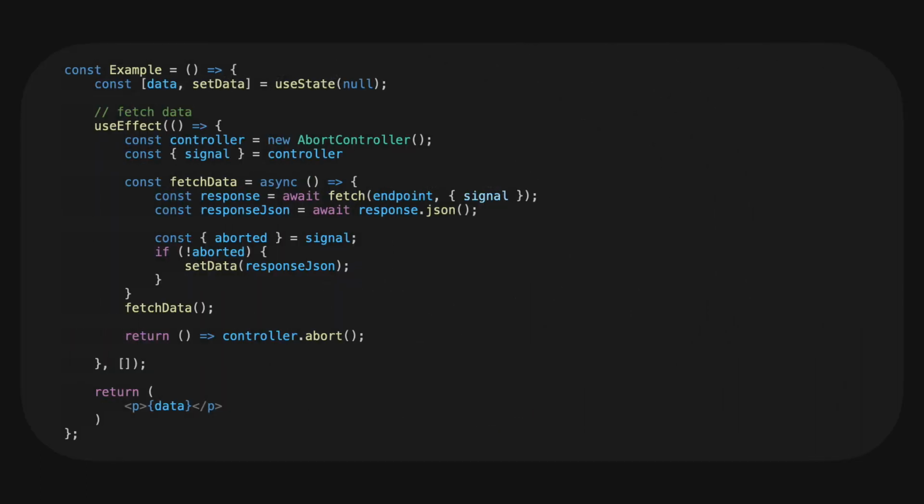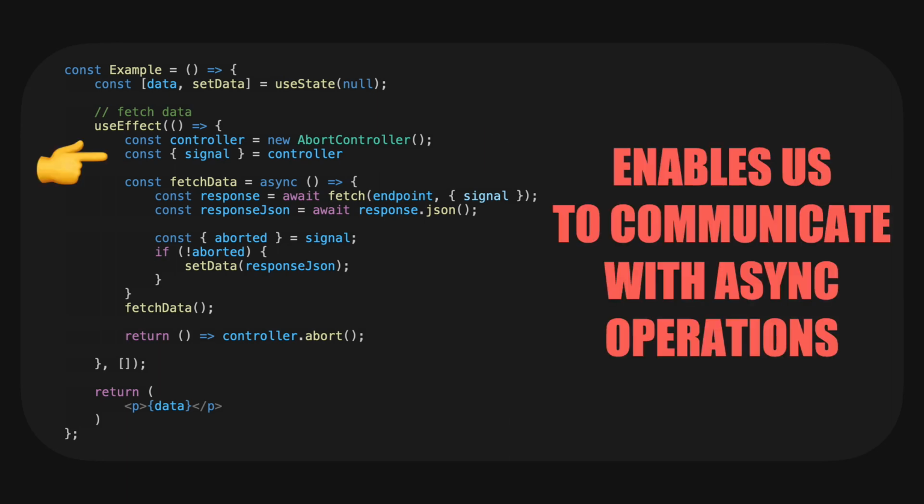Let's look at an example. Here, we are using the Abort Controller within a useEffect hook that is used to fetch data. The retrieved data is stored to a state variable. The constructor of the Abort Controller takes no arguments and returns the controller object. The object has only one property, the signal. This is what enables us to communicate with async operations.